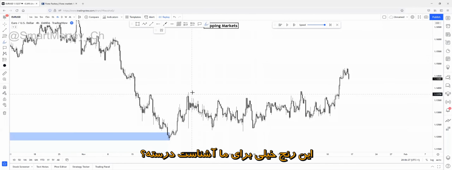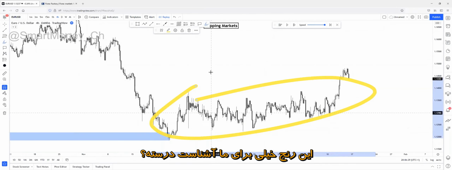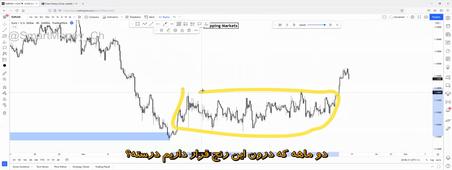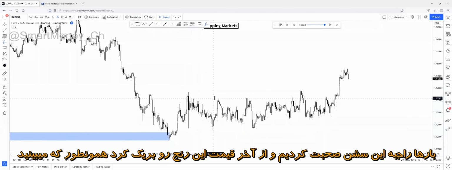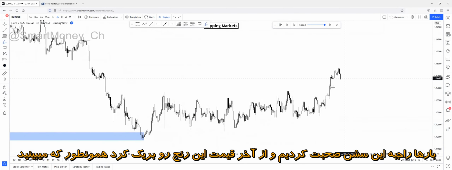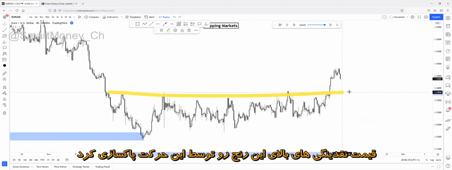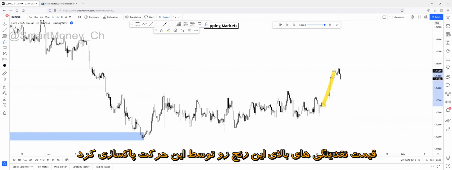Okay, this range is pretty similar to us, right? We've been in this range for a month. We talked about this range several times, and finally the range has been broken. As you can see, price took the upside liquidity from the range with this movement.